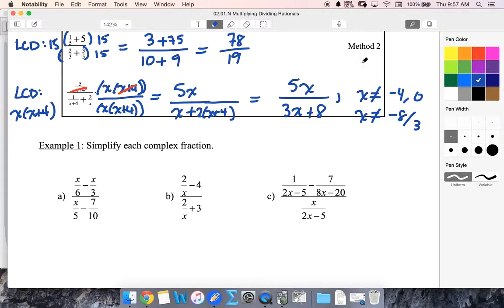So I much prefer method 2. You can use whichever method you like. I'm going to go ahead and solve these using method 2. You solve them using whichever method you'd like, and come check your answers.